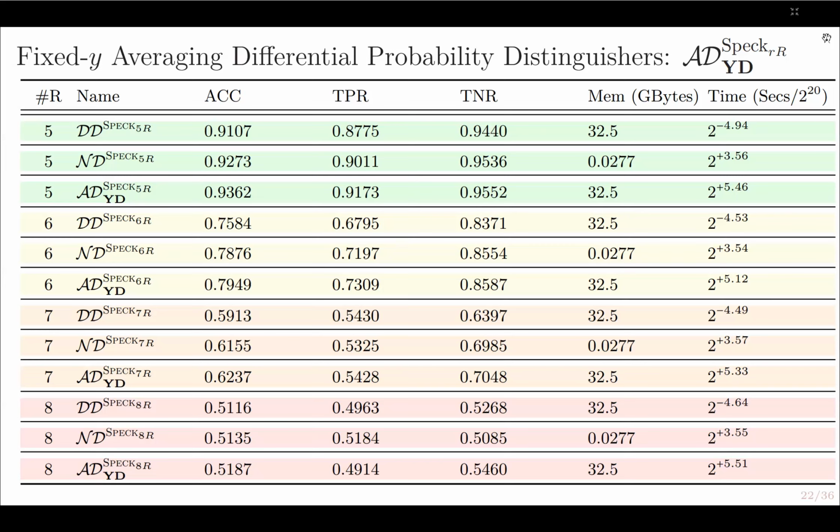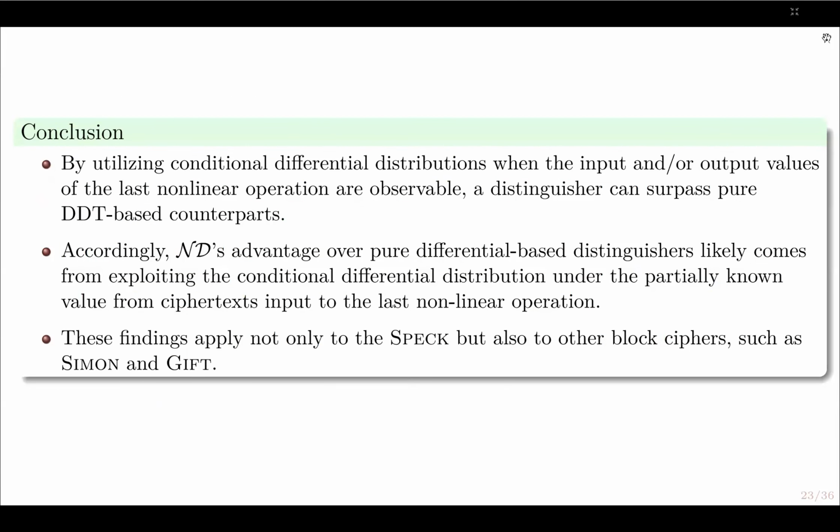So these experiment results suggest that we can use this conditional differential distribution when the input or the output values of the last nonlinear operation are observable. We can obtain distinguishers that surpass their pure differential distribution table counterparts. So the neural distinguisher's advantage over the pure differential distinguisher comes from exploiting this conditional differential distribution under the partially known value of the ciphertext input to the last nonlinear operation. And these findings apply not only to SPECK, but also to other block ciphers such as Simon and others.